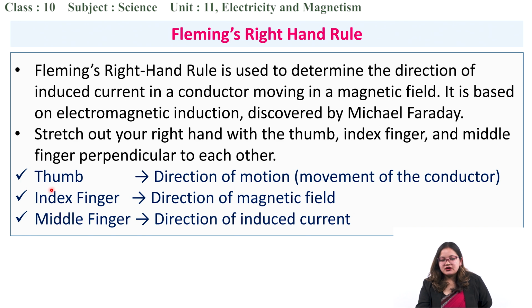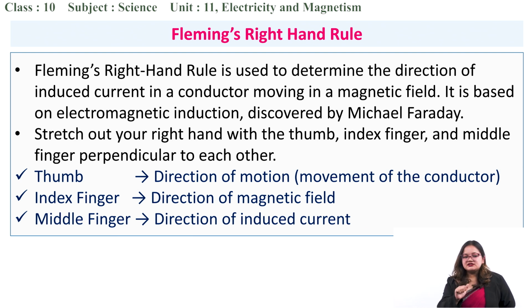Right now we did one simple example. In our upcoming classes we will show that in much more detail. So again recall this: thumb, index finger and middle finger. Thumb showing the direction of the motion, index finger showing the direction of the magnetic field lines, and middle finger showing the direction of the current. We will follow this rule for our upcoming classes as well, so please study it carefully.